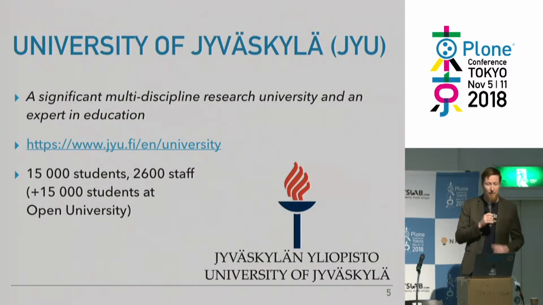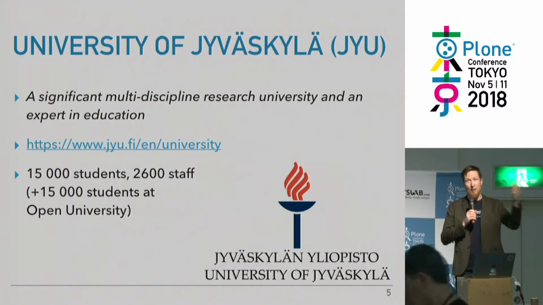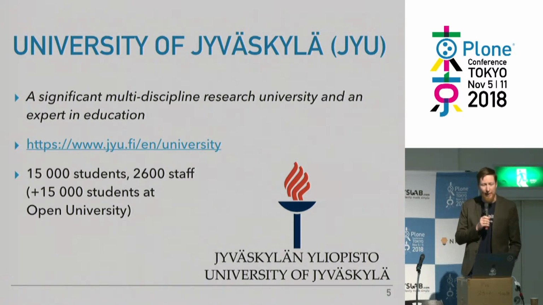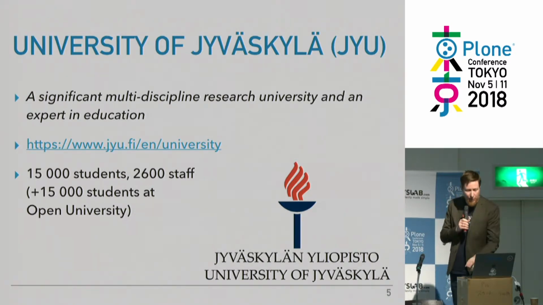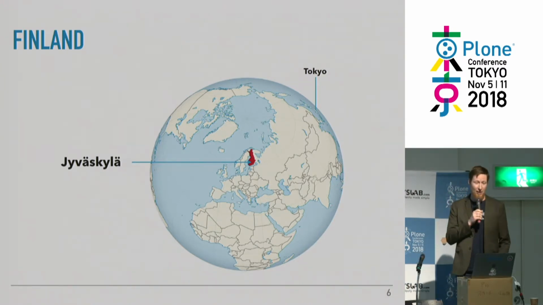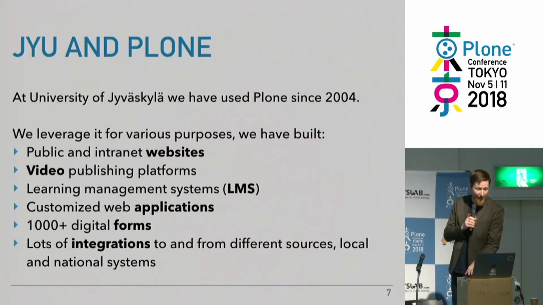Our university comes from Finland. We do stuff from left to right. There are hard sciences, and there are psychology and IT sciences and sports sciences. So kind of diverse university, not focusing on one thing. 15,000 students, and that's where Finland is. Quite far from Tokyo, but it's nice to be here.